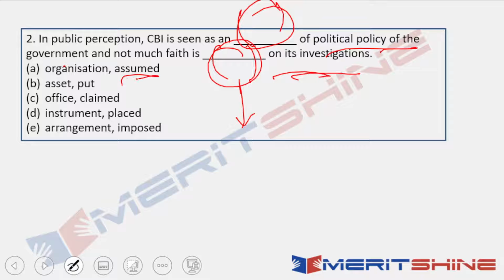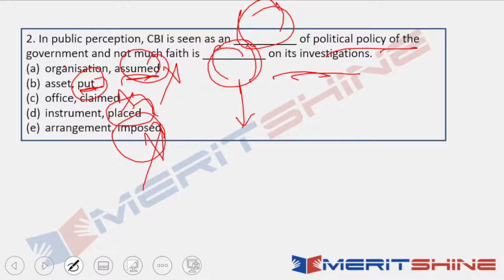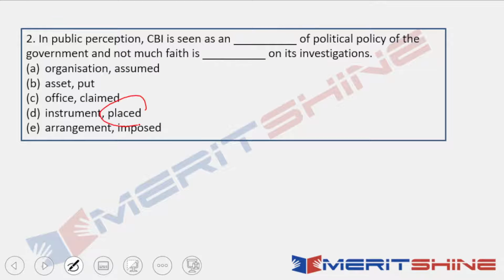If I say assumed, put, assumed does not make any sense. Put on its investigation is not a very good word to put in here, but still I will keep it. Claim does not make any contextual sense, because you claim something. Not much faith is claimed on its investigation, doesn't make sense. Placed makes perfect sense. Placed is the right word for this situation. Between placed and put, definitely placed would have the advantage. Imposed again does not make any contextual sense. So the only word that makes sense is placed.